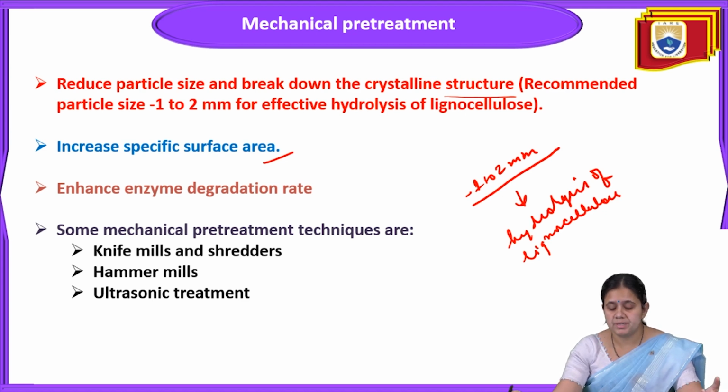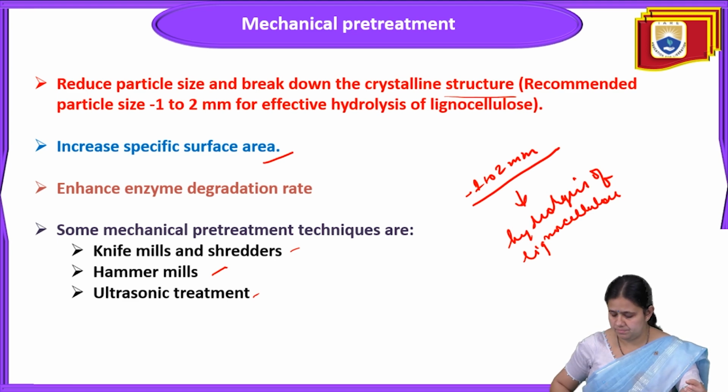So what are the different pre-treatment techniques? They are knife mills and shredders, hammer mills, and ultrasonic treatment. These are some techniques involved in the pre-treatment of the substrate before it enters the anaerobic digestion chamber, so that we achieve a very good result.